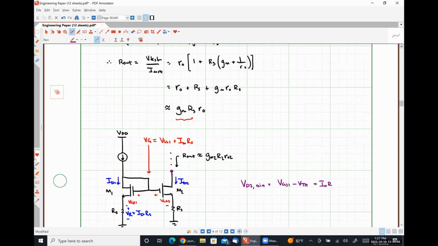So our third option here is to effectively do the exact same thing, except that instead of degenerating with a resistor, we are going to degenerate with another transistor current source. And this is what we called cascoding back in 336.